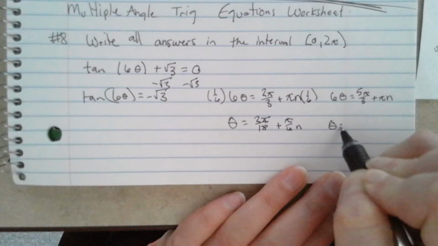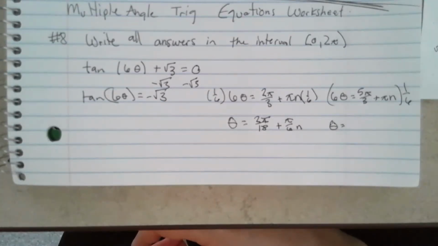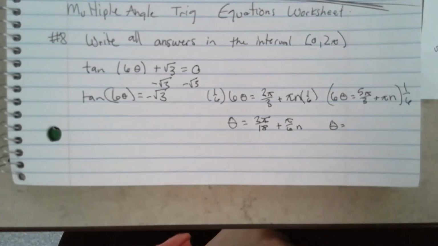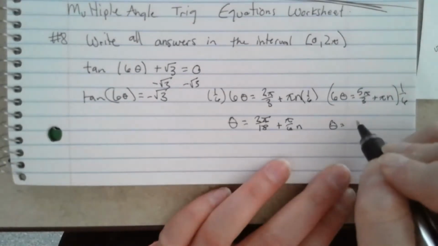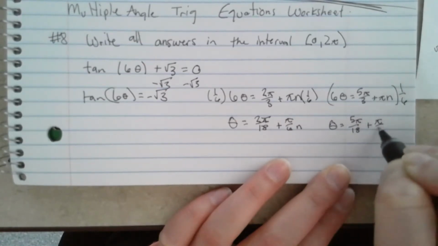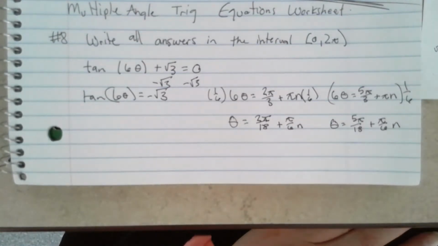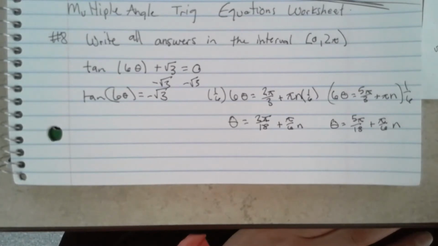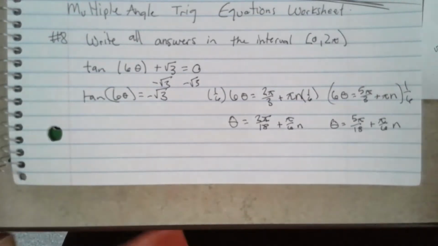Oh, and it froze. Okay. I don't know what cut out, but we're timesing this one by 1/6 as well. So theta equals 5 pi 18ths plus pi 6n. So if it wanted just a general, all the answers, that would be it. But we want from 0 to 2 pi.